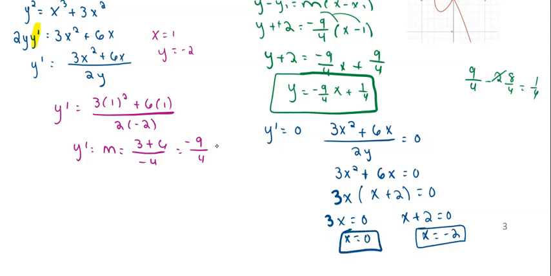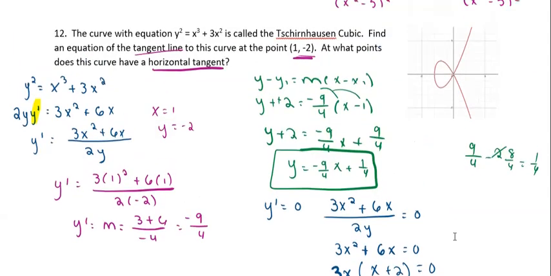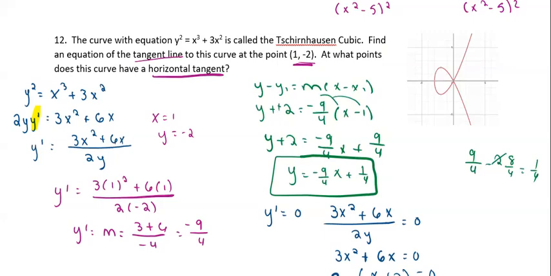So let's go back and look at our picture. We're guessing that we'll have a horizontal tangent when x equals negative 2 and when x equals 0. So let's look. Well, x equals negative 2 is right here. It sure looks to me like we'll have a horizontal tangent right there. And x equals 0 is right here. So it would have a horizontal tangent as it's coming through right there.